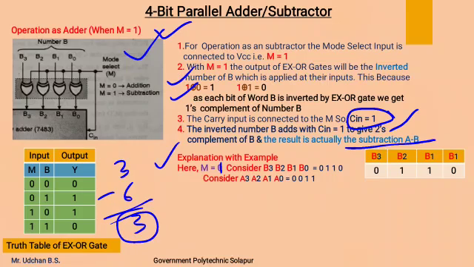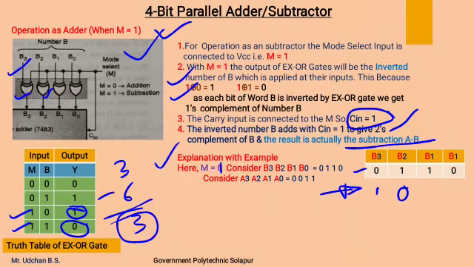Now if we see, B3 is 0 and another input to this first XOR gate is 1, that is M as 1. So 0 1 or 1 0 will always give you 1. So B3 will become 1. After that, for the second XOR gate, B2 is 1, mode select input is also 1. So for 1 1 we will get 0. So I can write over here 0. I am writing the output of XOR gate over here.